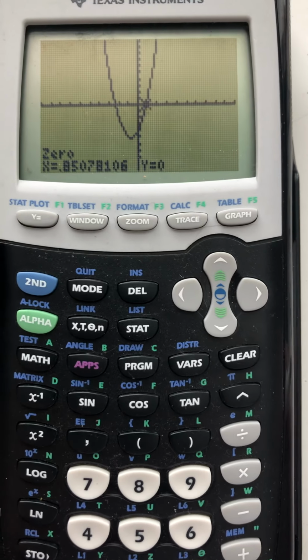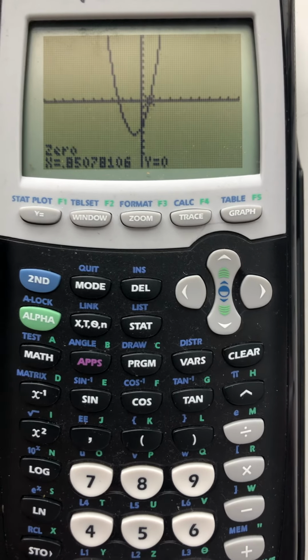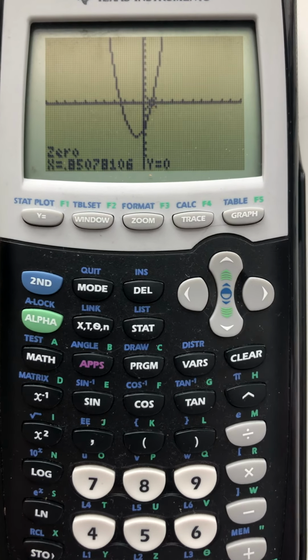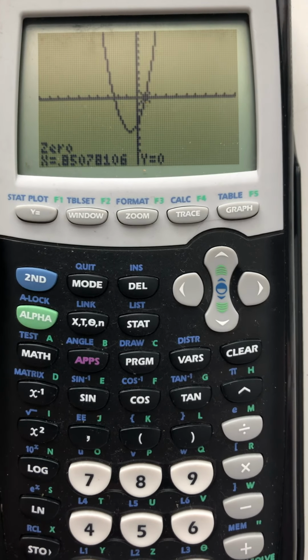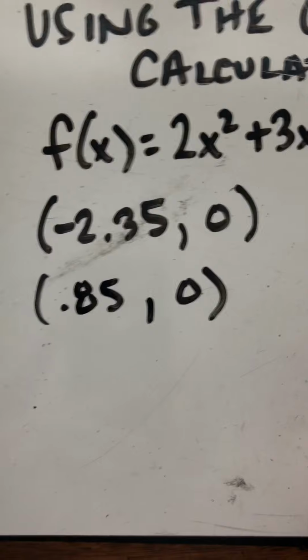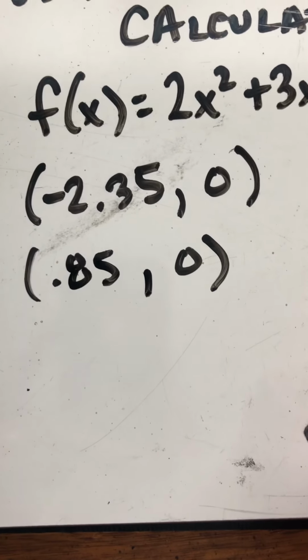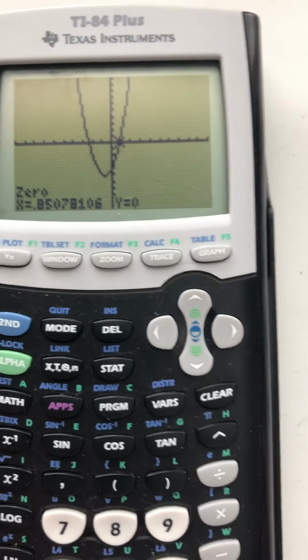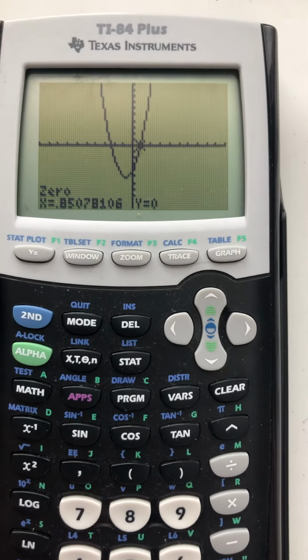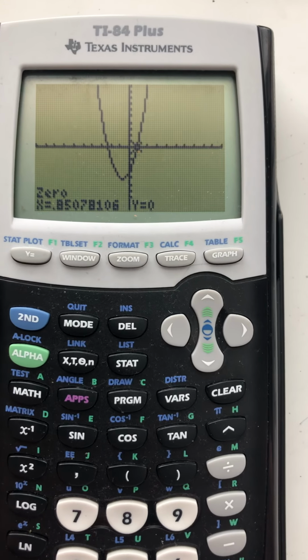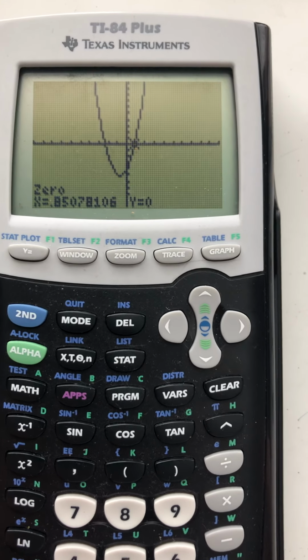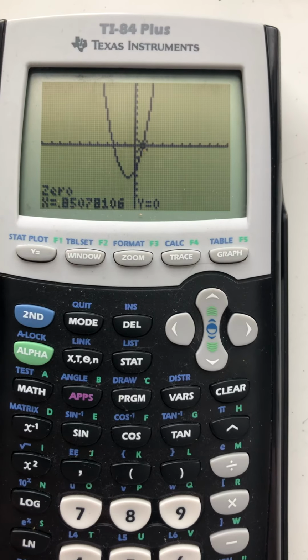And in this case, it gives me another zero value of 0.85, comma 0. So there would be my 2 zeros of this particular function. And again, that's utilizing the graphing calculator. Again, the best way to do this, because sometimes the graph's not going to cross at an even point, so we do need to have a way to be able to find those zeros.